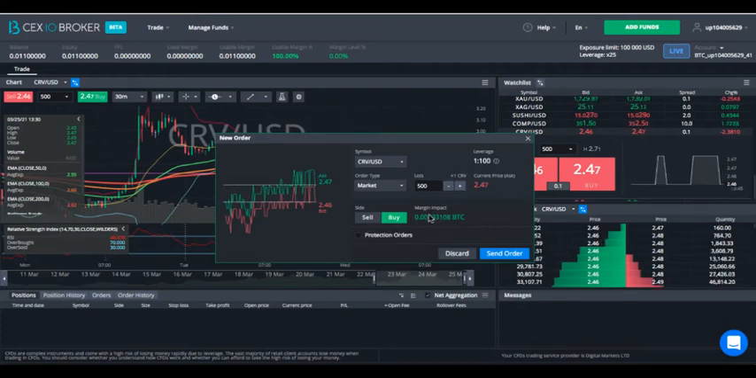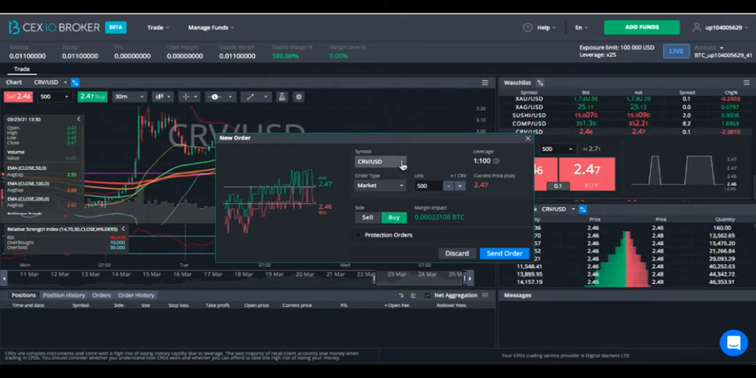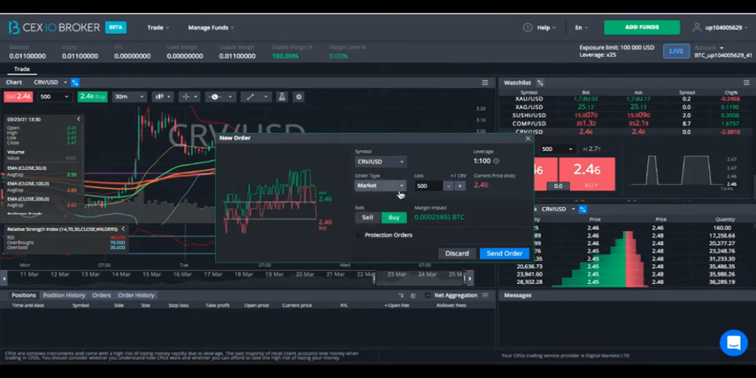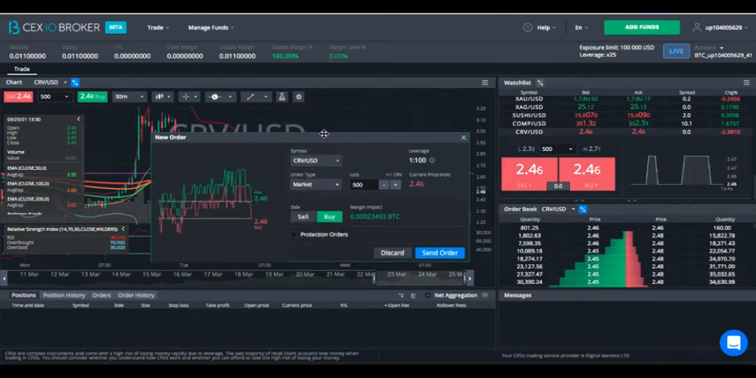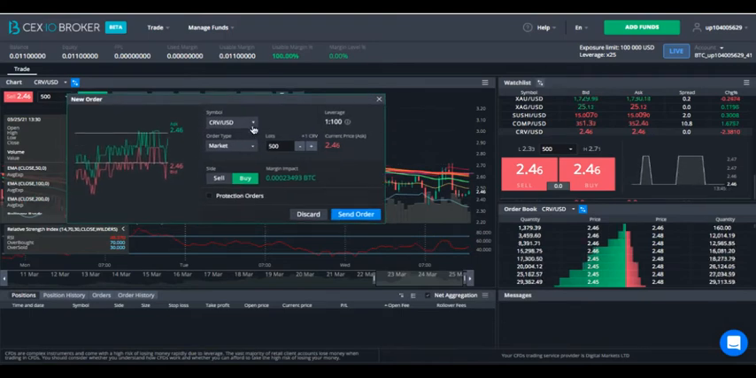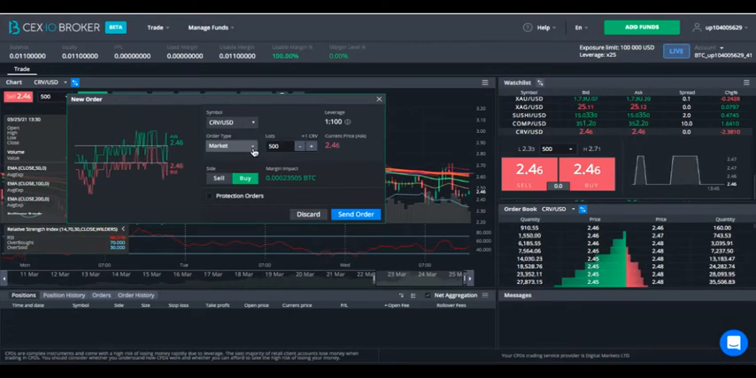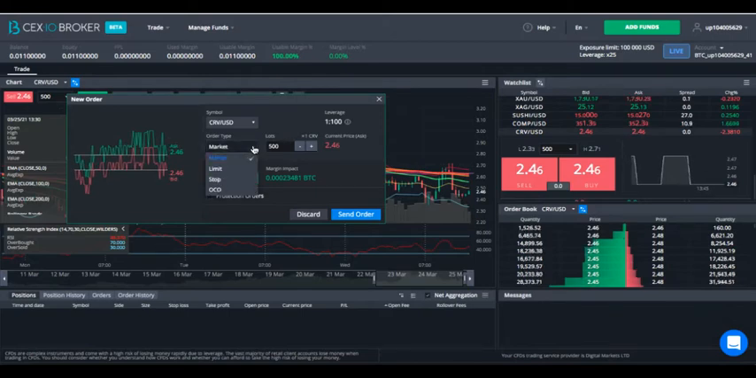Now, when I'm setting this order, here are a few different things that you can do. Again, you can confirm the symbol that you're using is correct. Do you want to do a market execution, which means I want to get into this trade right now? If I want to get into the trade immediately, it's a market execution. If I want to actually trade it at a specific price, I can do a limit order. So a limit or a stop order.